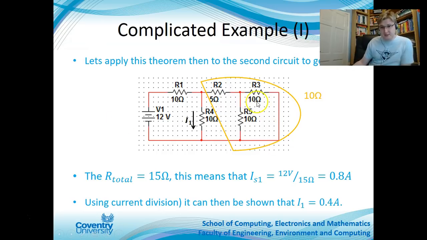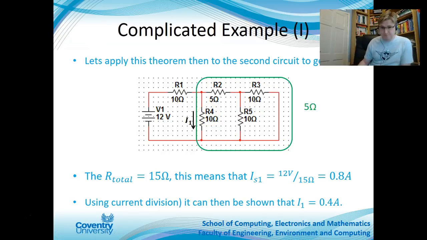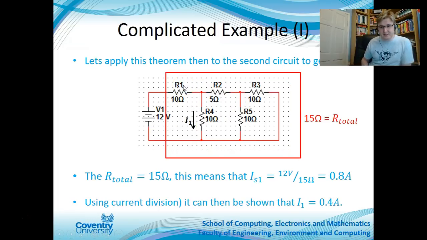This combination here, which I'll call R equivalent 2, would then be in parallel with R4. So I would have a 10 in parallel with 10 again. So this R equivalent 3, which is represented by this green area here, is equal to 5 ohms. And then I add this R equivalent 3 to my R1 to give me my final resistance, which is 15 ohms in total. So now I have the total resistance of that.